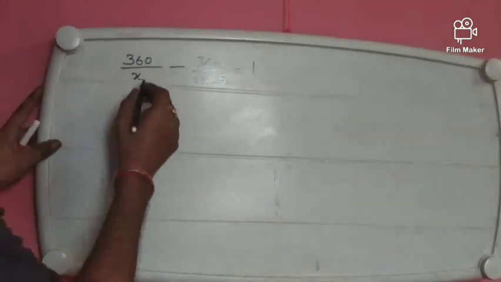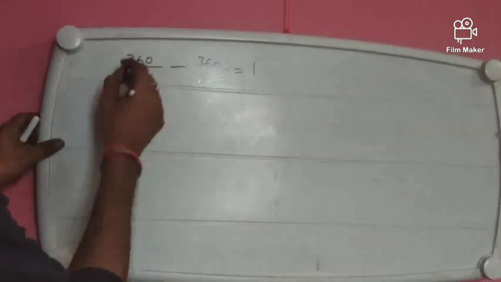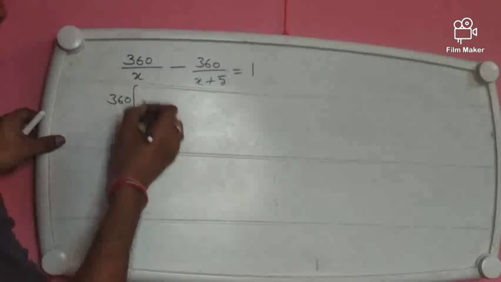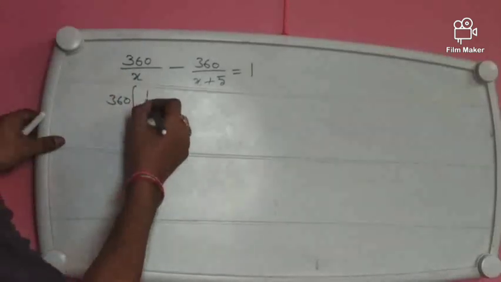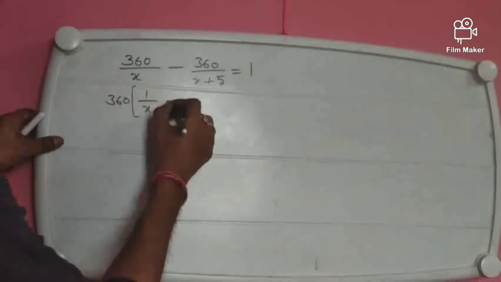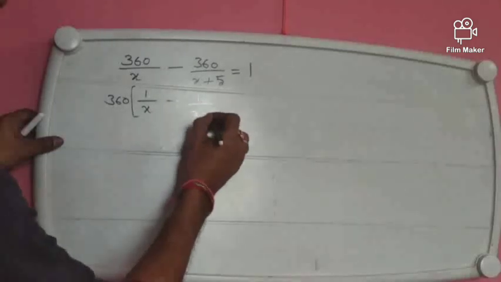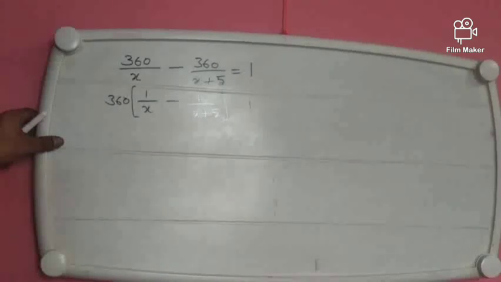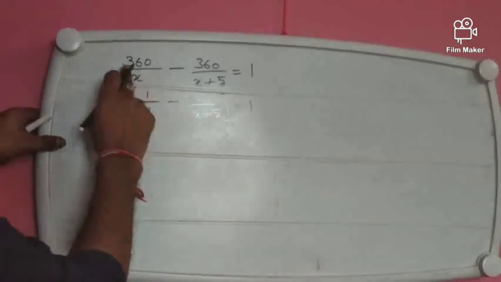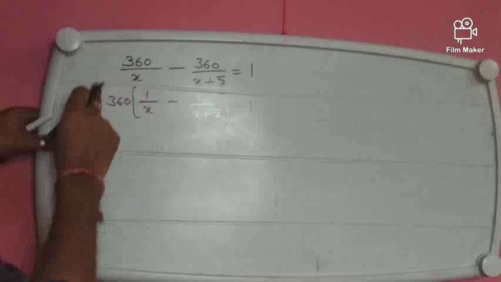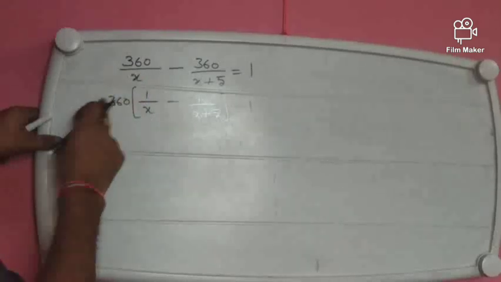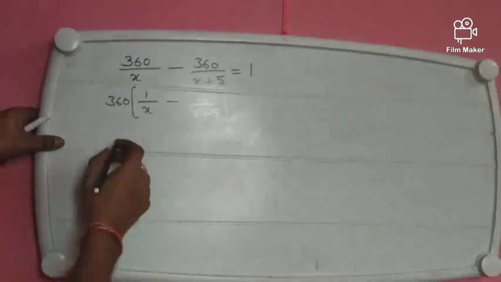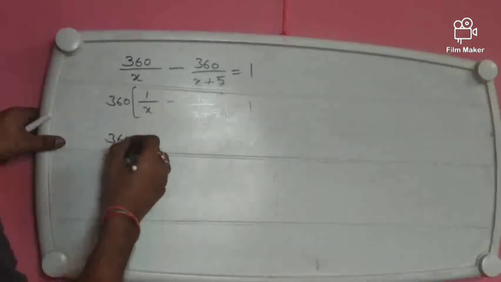From this part 1 and 2, I can take the common 360. 360 I will take as common. Then what will remain there? 1 by x minus 1 by x plus 5 is equal to 1. So from the above step, I have taken 360 as common. Once 360 comes out, 1 by x minus 1 by x plus 5 is equal to 1. Now 360 let it be.